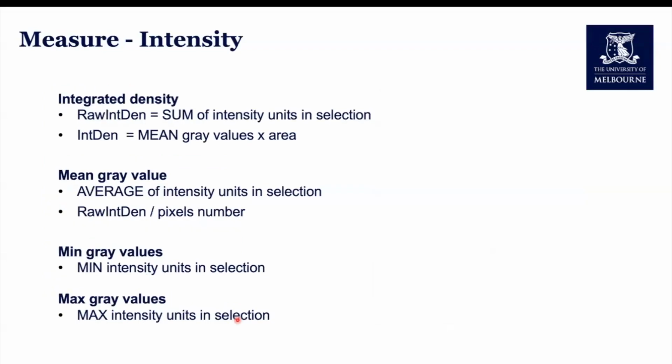The next important thing that we can read out is intensity. So again, there are a number of things we can read out here. Something called integrated density will give you two readouts. That's either the sum of the intensity units in the selection, or it's the mean gray values multiplied by the area. We can also read out the mean gray value, which is the average of the intensity units within the selection. Similarly, we can read out the minimum gray values within the region and the max gray values within the region as well.